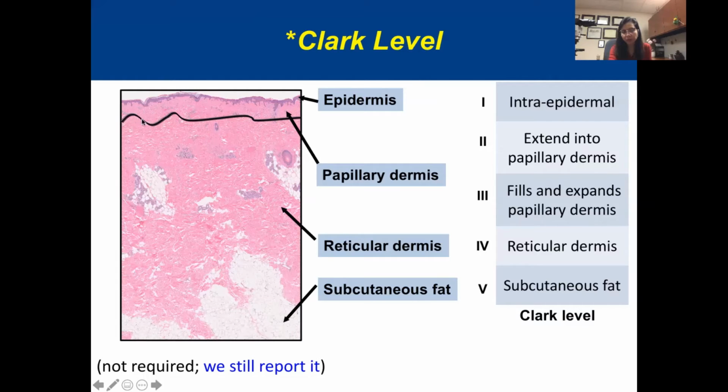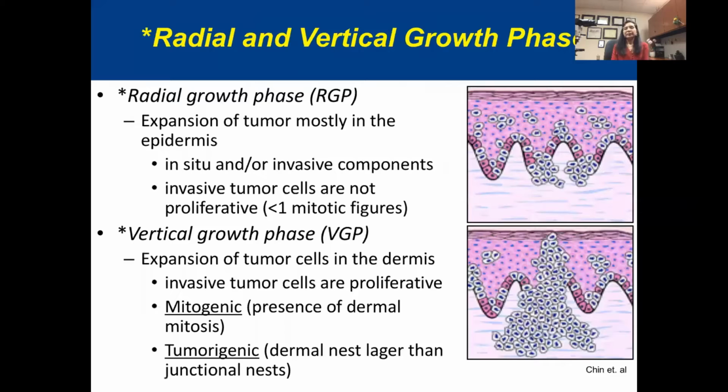We can draw an imaginary line through the superficial lymphovascular plexus in the skin. If the tumor is below that line but stays in the dermis, that will be level 4. If it is above that line, it will be 2 or 3. Level 3 is where the tumor completely expands and fills the whole papillary dermis. And level 2 is just very scattered cells here that are not fully expanding the papillary dermis. Another one is the radial or vertical growth phase.